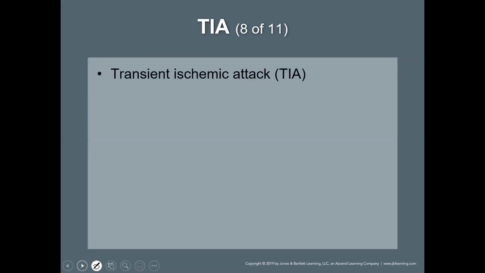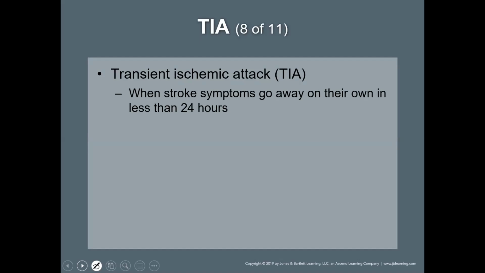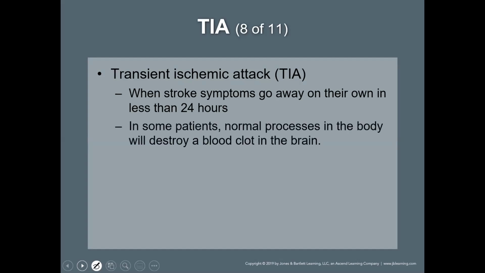Really quickly, what is a TIA? A TIA, or transient ischemic attack, is when stroke symptoms go away on their own in less than 24 hours. And sometimes that happens without any interventions at all. And our bodies are amazing, and they will sometimes lyse or break up those clots all by themselves.